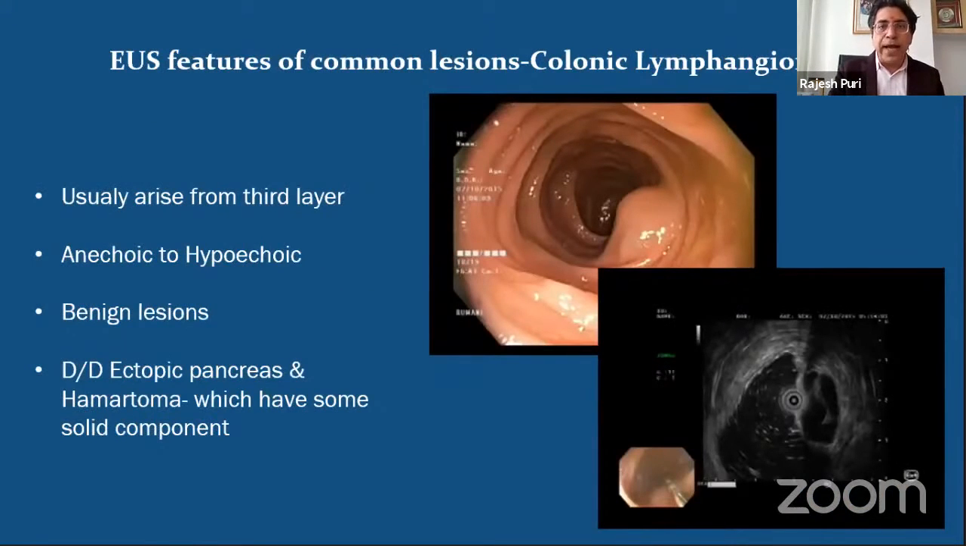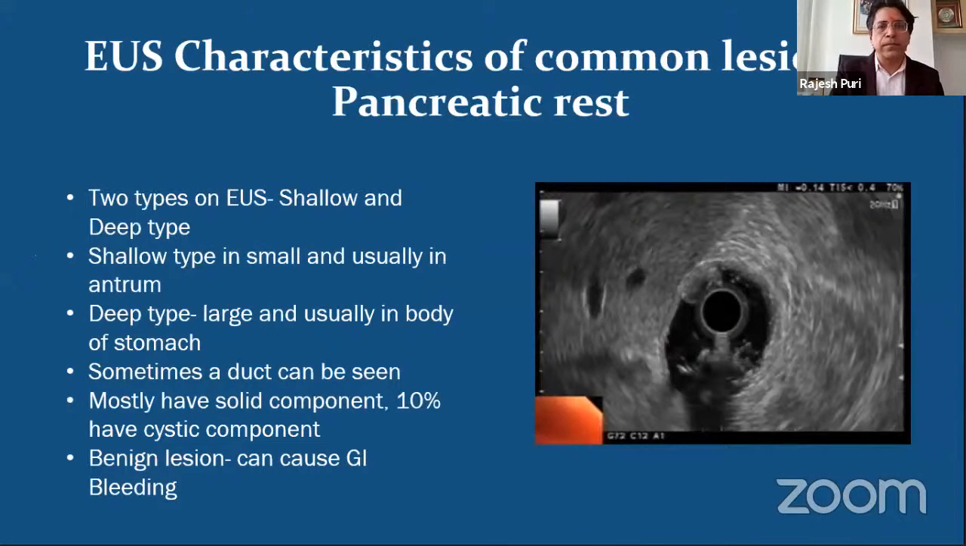Similarly, if you find an anechoic lesion in the colon, which is soft, anechoic to hypoechoic, they are generally cystic lymphangioma, and they have septa also. So if you find a lesion originating from the third layer, which is hypo to anechoic with septum, the possibility of a lymphangioma is there. And if they are in the stomach, then you should rule out ectopic pancreas versus hematomas.